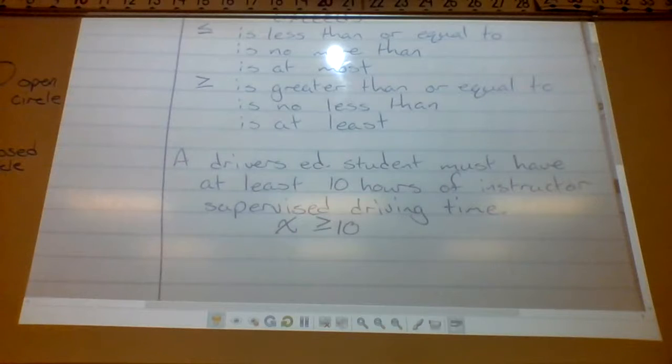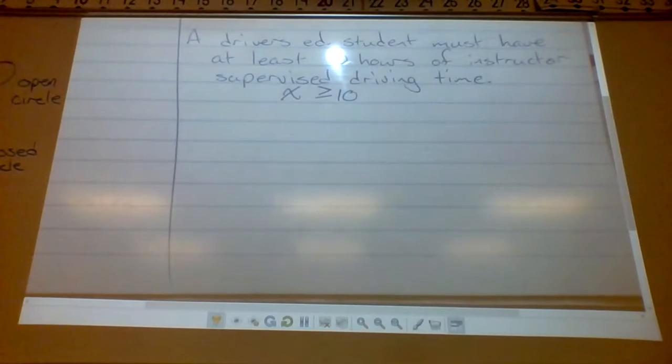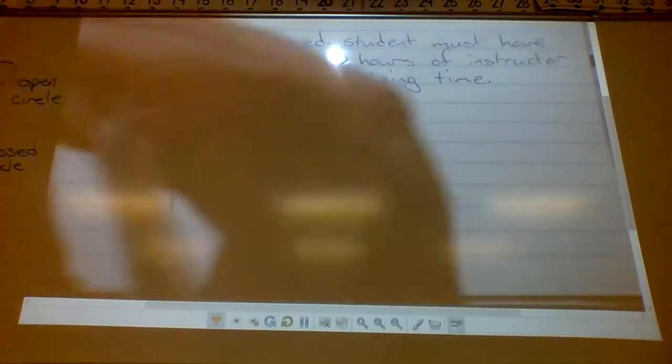All right, so we're going to move on. We're going to do a check and we're going to graph. I'm almost out of space, but we have enough room to do this. Write this down.